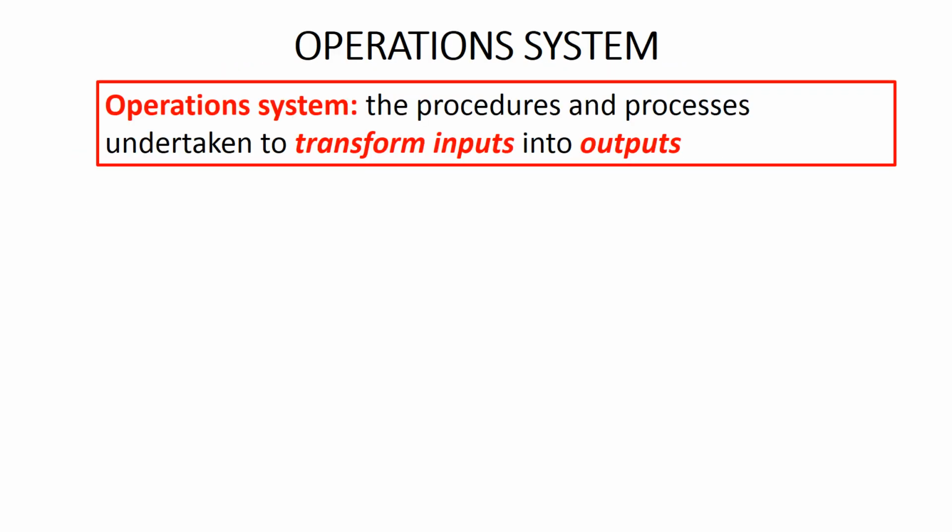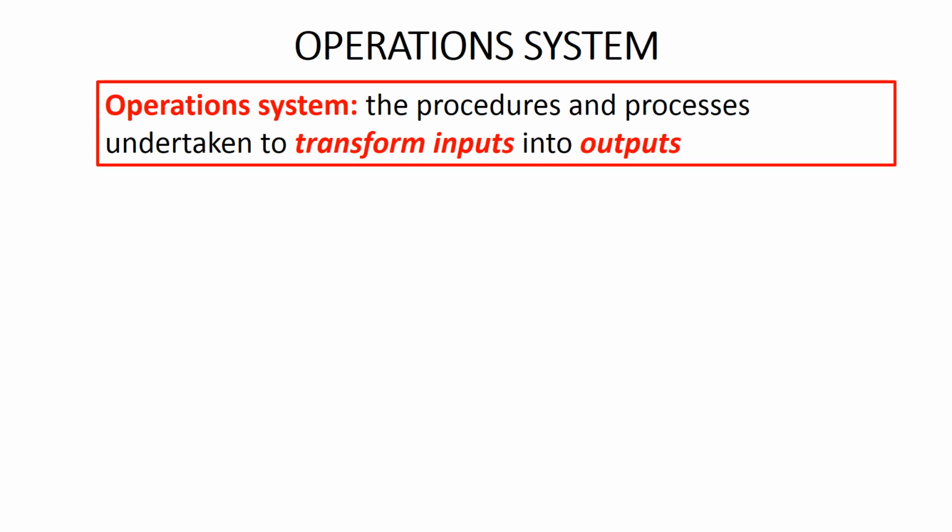An operations system is the procedures and processes undertaken to transform inputs into outputs. Look down the left-hand side of your vocabulary sheets, find the term operations system and write this definition in there. Once you've done that, highlight the words in red, bold, italicized type, and if you're ever required to define an operations system, make sure that you include the highlighted words in your definition.